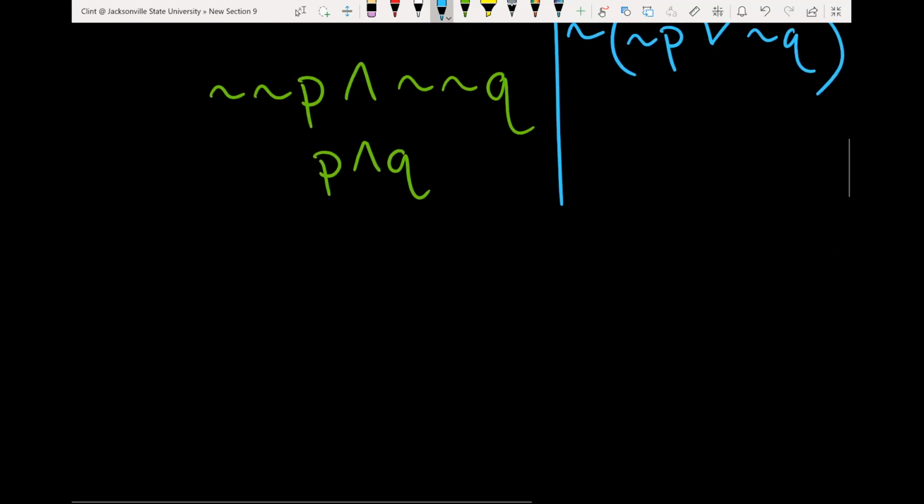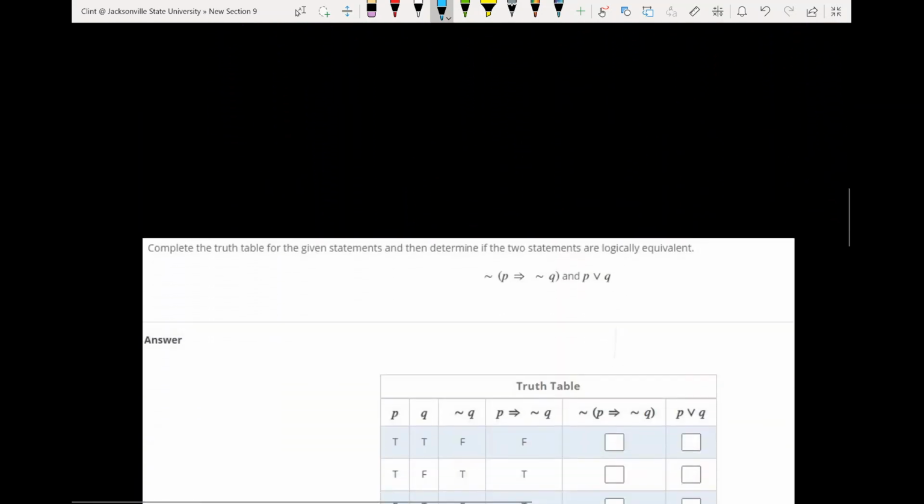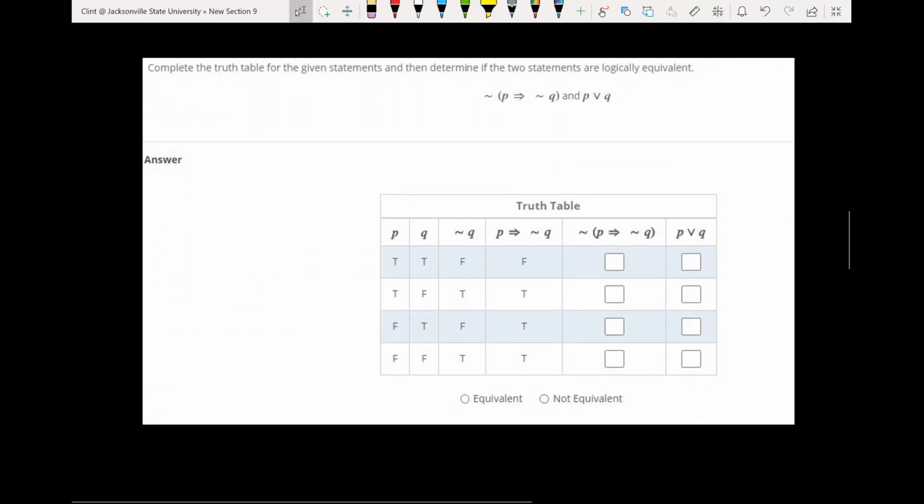Okay. Let's look at another problem here. When asking about De Morgan's laws, and De Morgan's laws tell us that certain statements are equivalent, it asks us to check these two statements using a truth table. It gives us most of the truth table here. We only have 2 columns we have to fill out.